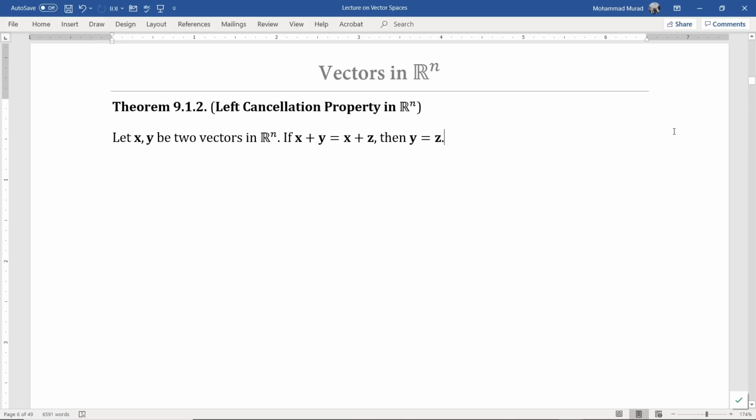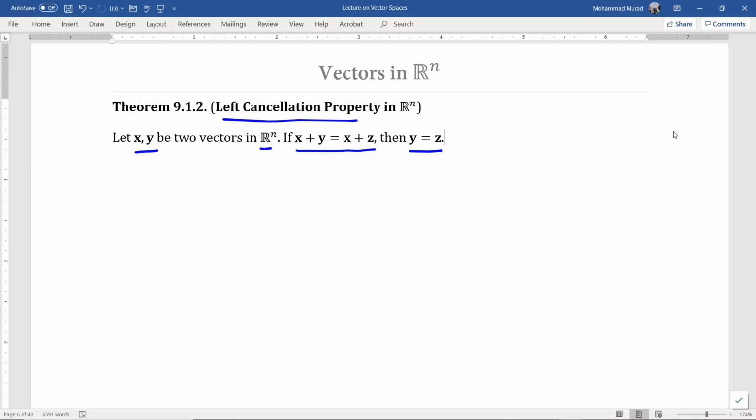In the next theorem, we'll study something called the left cancellation property in Rn. Let x and y be two vectors in Rn. Then if x plus y is equal to x plus z, then y must be equal to z.